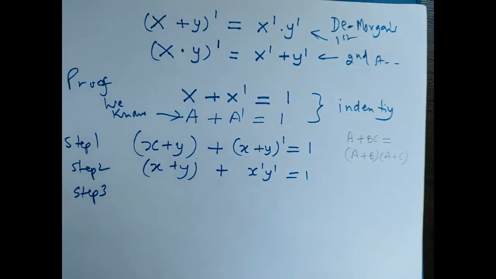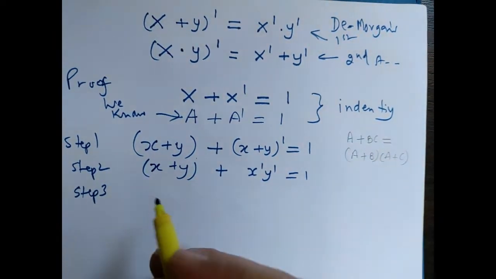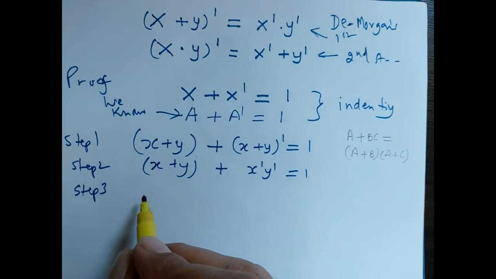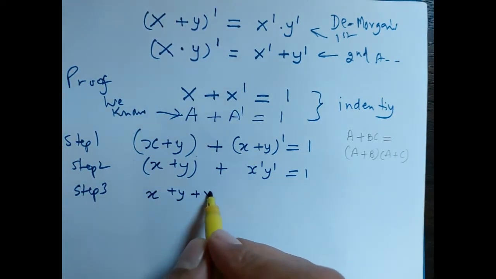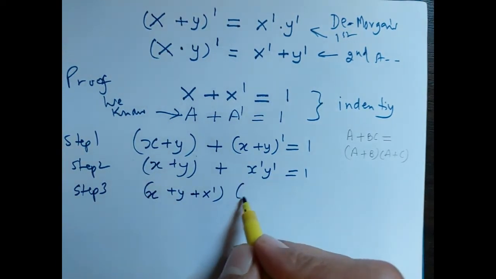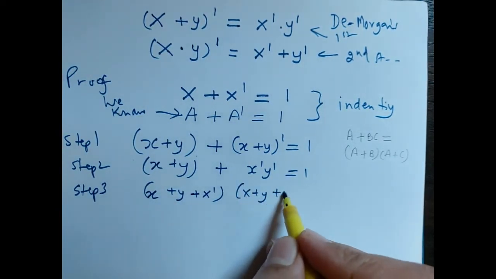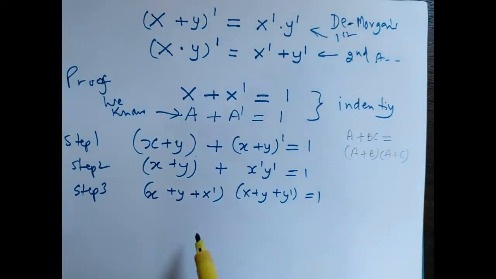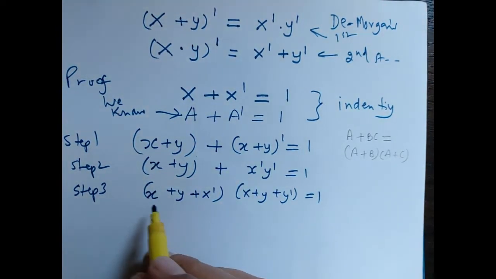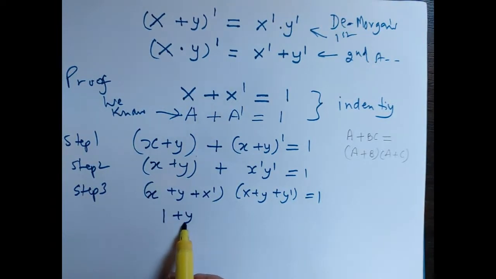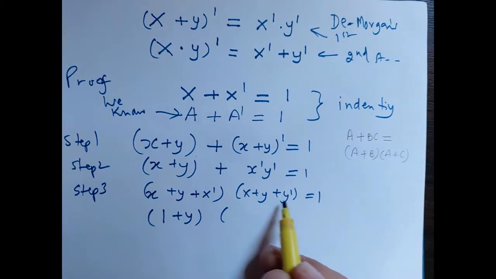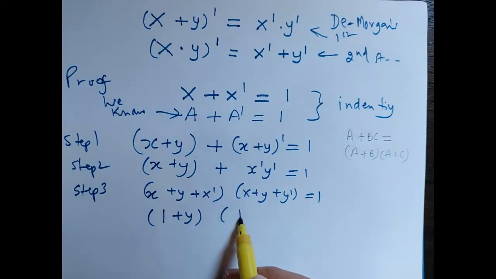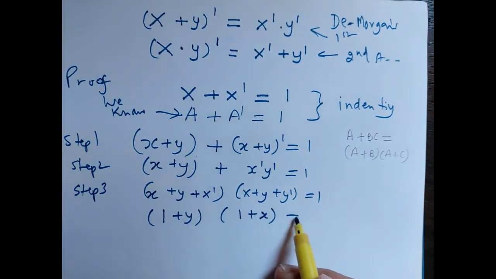This is the distributive law. Using that, we can expand this and say x OR with y, and x OR with y dash, which should stay equal to 1. Now we know this will give us a 1, so we'll say 1 OR with y, and since y OR with y dash will be a 1, this one reduces to this.